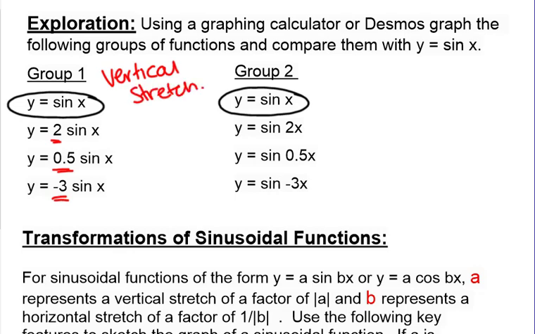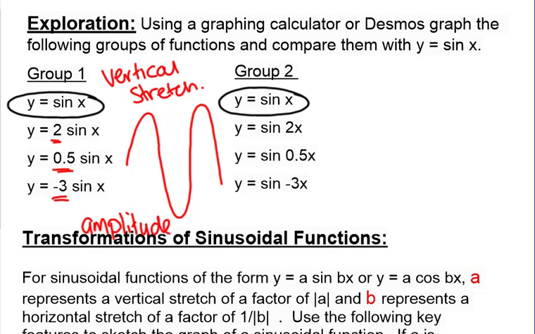And if we think about a sine graph or a cosine graph, if you are stretching it vertically, you're going to make it go way more up and down. What that's going to affect is your amplitude. And then in group 2, we've got a bunch of b values. Well, b values, what we know, those affect our horizontal stretches, which when we're talking about sinusoidal functions, is going to affect our period length.